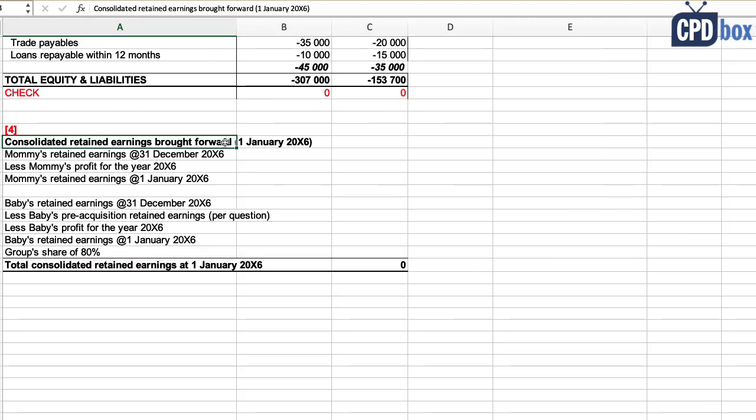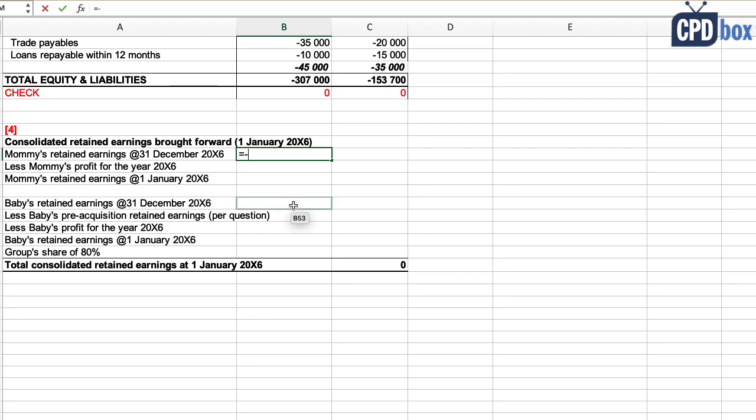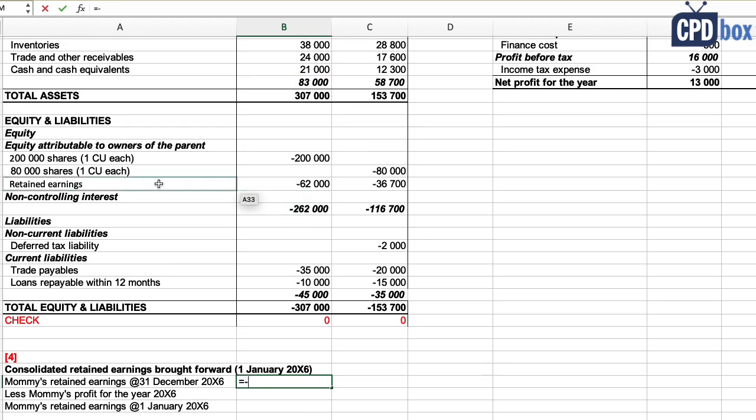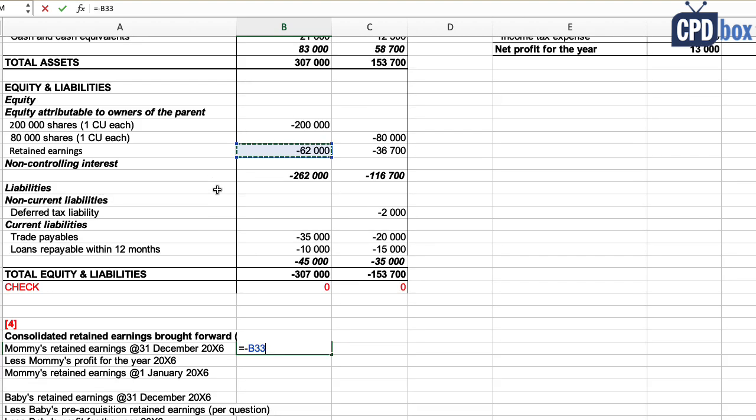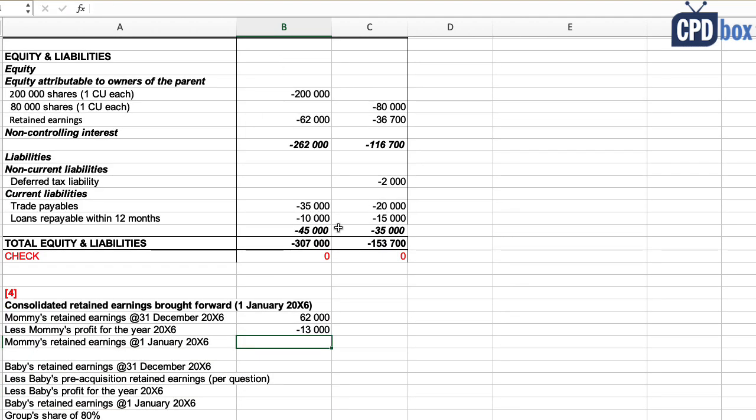First, let's calculate consolidated retained earnings on 1st January 2006, and we will do it backwards, so we will do sort of a rollback. Basically, it's mommy's retained earnings plus group's share on baby's retained earnings. So let's focus on mommy's retained earnings first. Mommy's retained earnings at 31st December 2006, and we can see this in its balance sheet, are 62,000 currency units. Less mommy's profit for the year 2006, it's 13,000. So we get 49,000 at the beginning of the year.